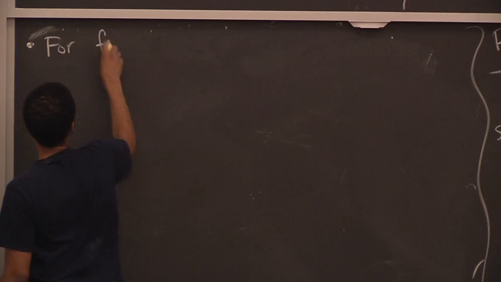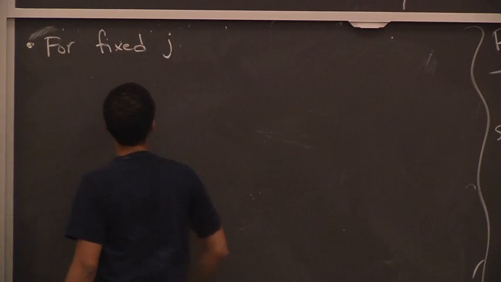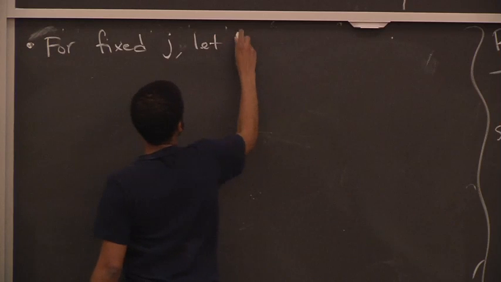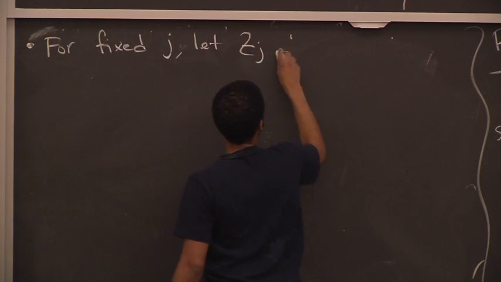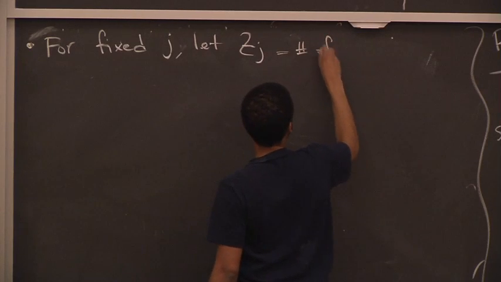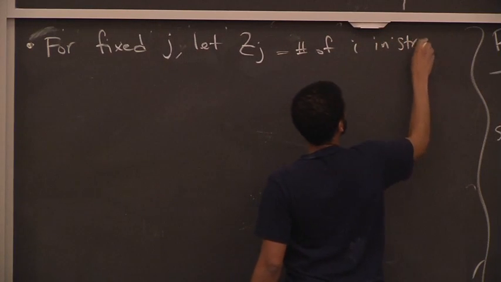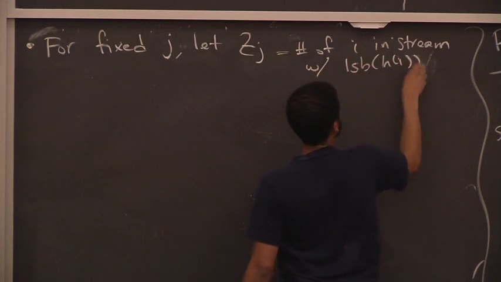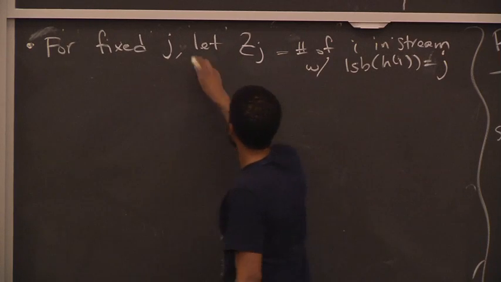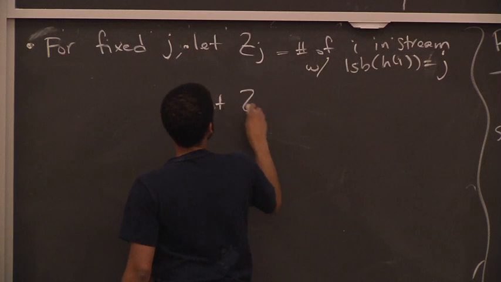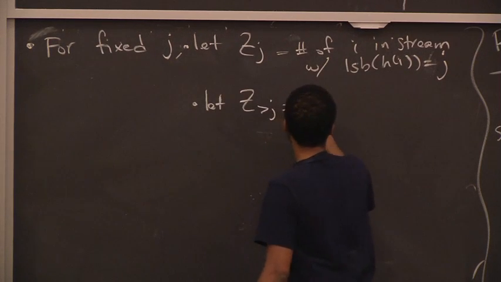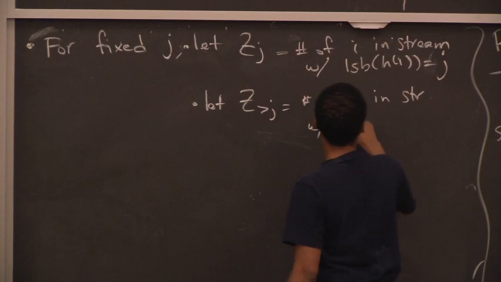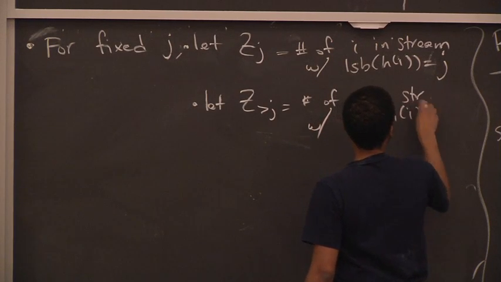So for fixed j, let Z_j equal the number of i in the stream with LSB of h(i) equal to j, and let Z_{>j} equal the number of i in the stream with LSB of h(i) bigger than j.